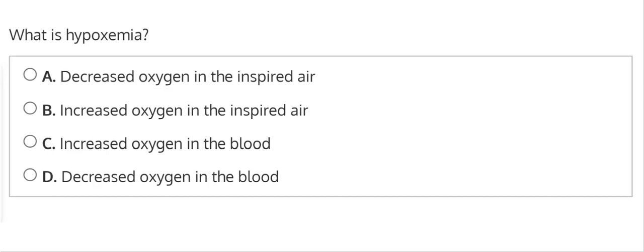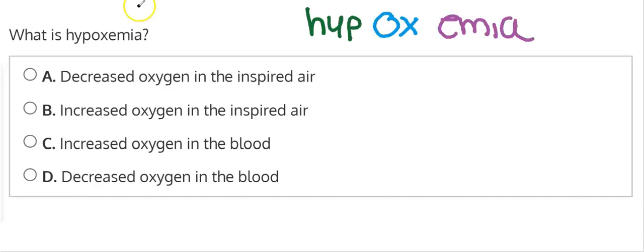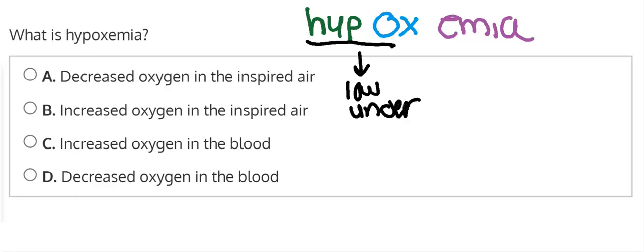What is hypoxemia? It could be helpful if we break down this word into two parts. If we look at this first part, the hypo, we know that hypo means low or under. So in this case, it would be like a low amount of something. So it's not high, it's low, it's under. So low amount. And it's a low amount of what?